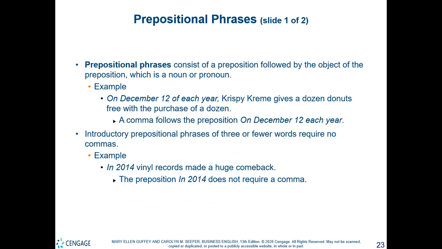Prepositional phrases consist of a preposition followed by an object of a preposition, which is a noun or pronoun. Example: On December 12th of each year, Krispy Kreme gives a dozen donuts free with the purchase of a dozen. A comma follows the prepositional phrase, on December 12th of each year.